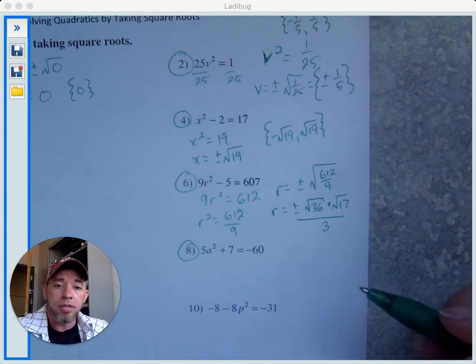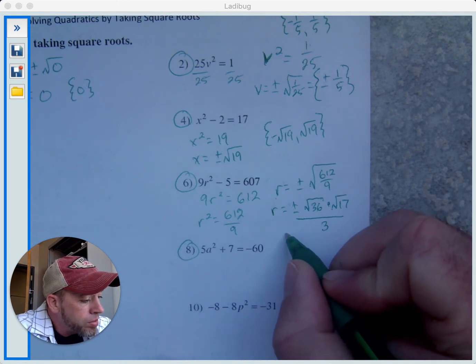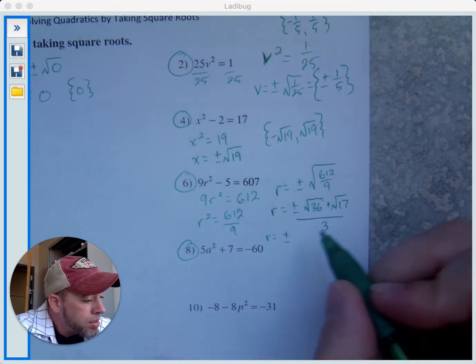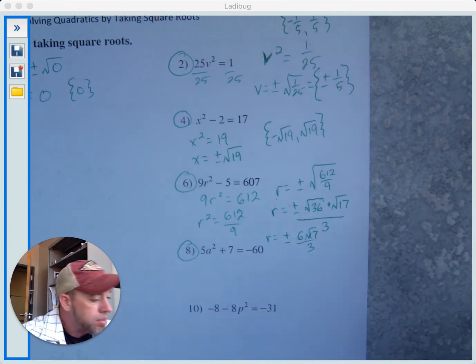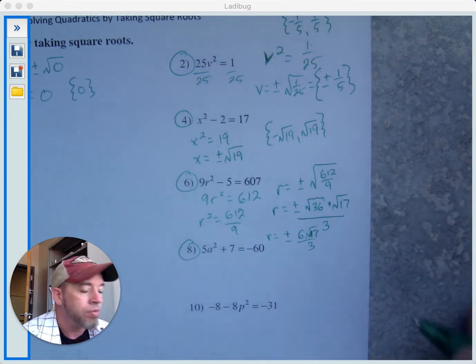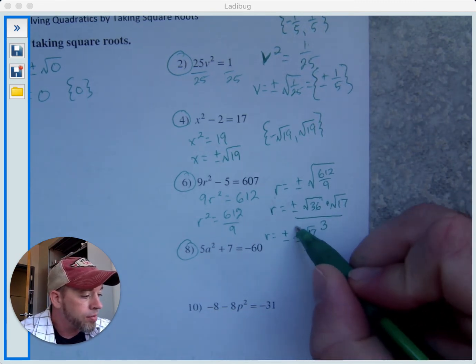So now we can write square root of 36 as 6, right? So r equals plus or minus 6 square root of 17 over 3. And you might think, well, I did everything great. That should be my answer. But can this be reduced? It can, right? Because 3 goes into 6 twice.